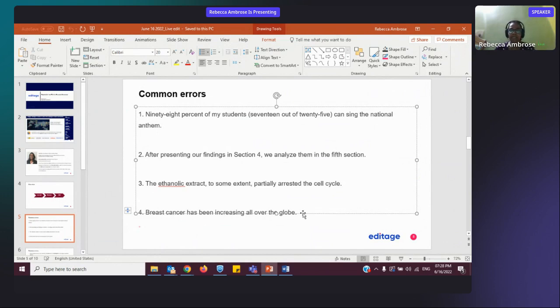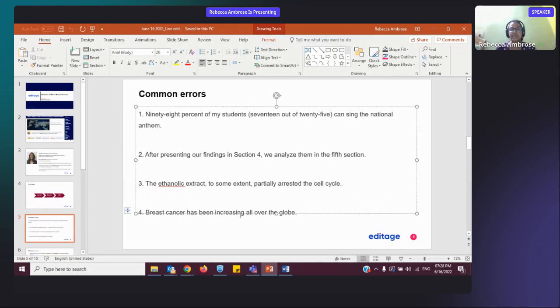We have two things that can be revised in this particular sentence. All over the globe: if you are looking to reduce the length of a sentence, you can just say worldwide. So breast cancer has been increasing worldwide. Now that's not an error, that's an enhancement. However, over here, there is something that we need to address.